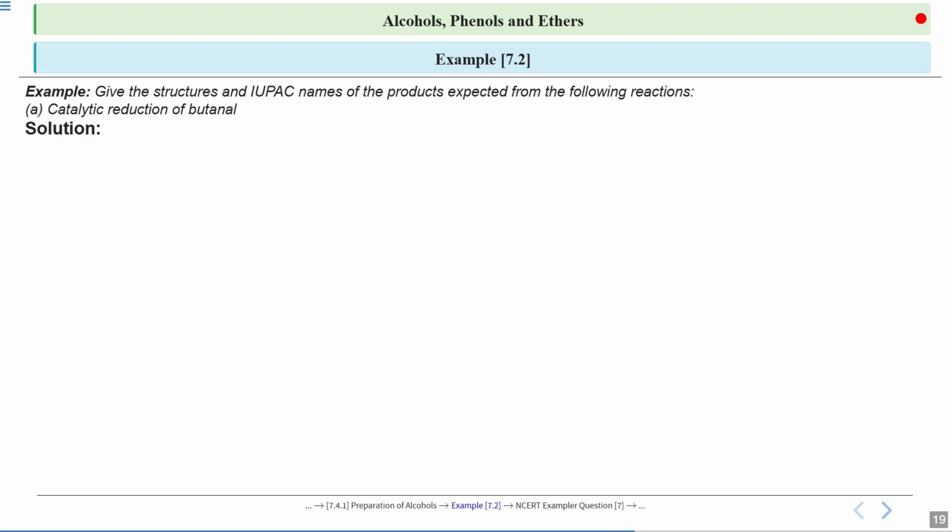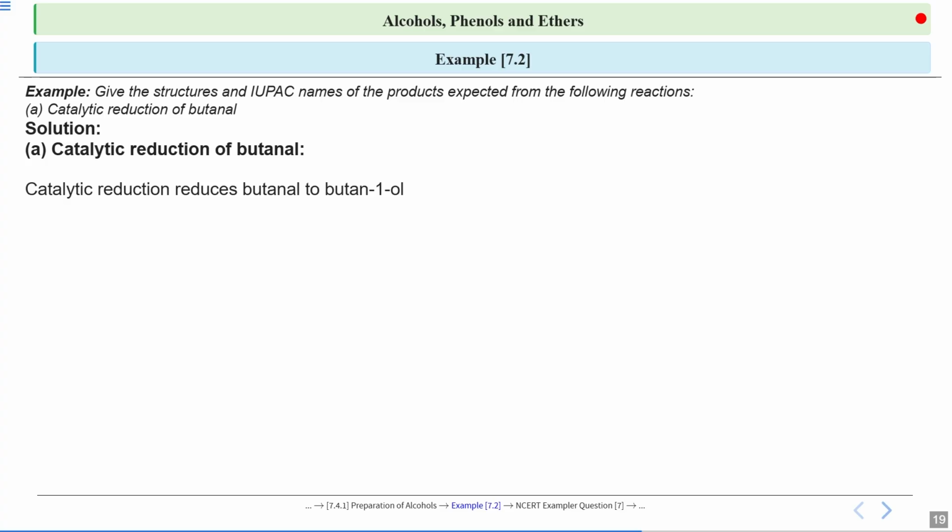Let's see the first reaction, catalytic reduction of butanal. The catalytic reduction is going to reduce butanal to butan-1-ol. Butanal is actually an aldehyde. The 'al' in the end suffix represents the aldehyde group. So if you have butanal, CH3, CH2, CH2 and CHO, the aldehyde group, when you do its catalytic reduction with hydrogen in the presence of palladium metal, you will get butan-1-ol from butanal.